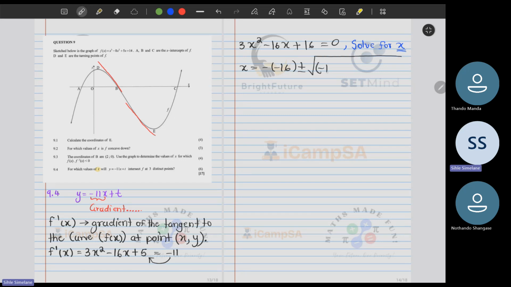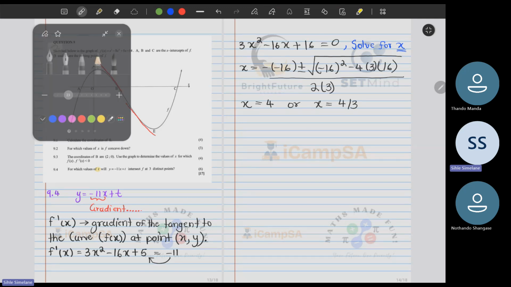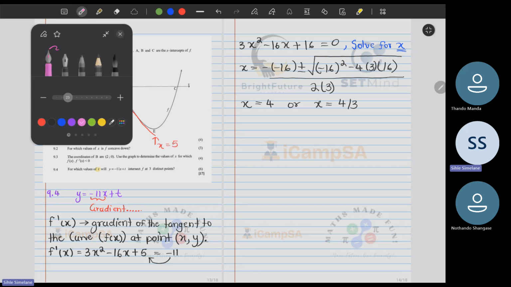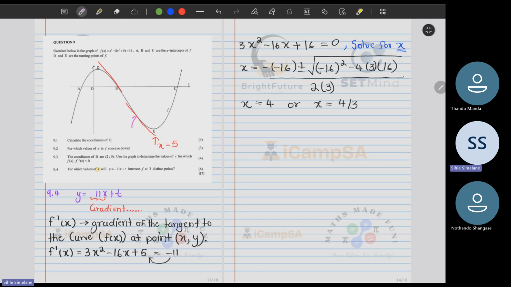What we are going to have is negative 16 all squared minus 4 times a, which is 3, c, which is 16, and all of this is divided by 2 times 3. And if you solve for x on these, you will see that one of the x's will be 4. If you punch your calculator, the other one will be 4 over 3. Now, if you think carefully of 4 and 4 over 3, remember our turning point here is that x is 5. So if you observe carefully, this talks to exactly what I was saying.